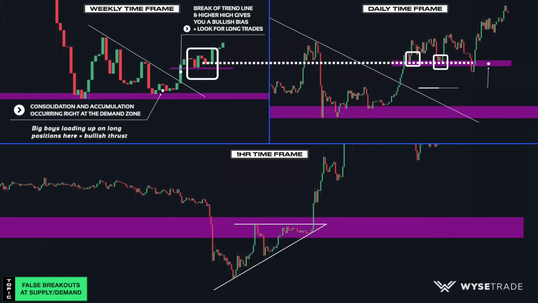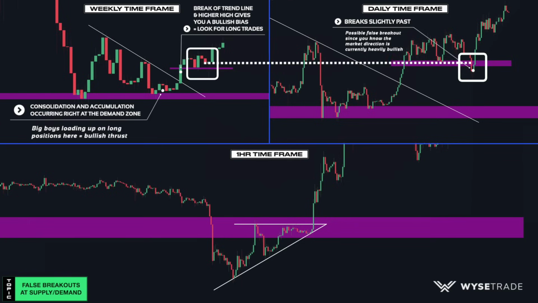These reversal points here give you a demand zone. Now as price pulls back, notice how it breaks slightly past the demand zone. At this point, because you are a multi-time frame trader and you had already analyzed the price action on the higher time frames, you would know that the true market direction is long and upwards. What this means is this might be a false breakout if there is an intraday trend change.